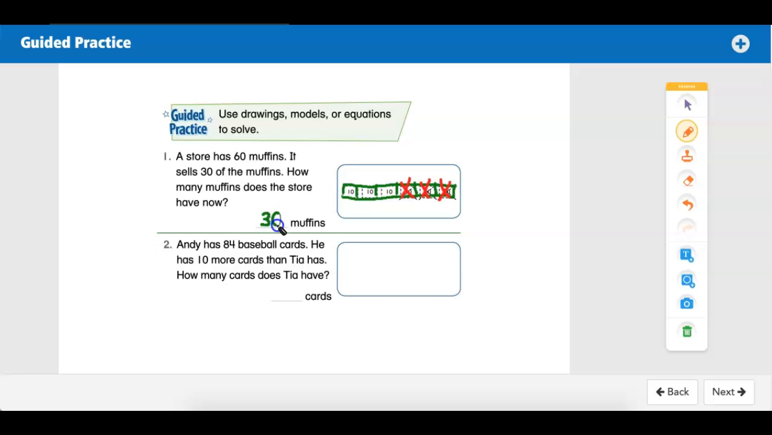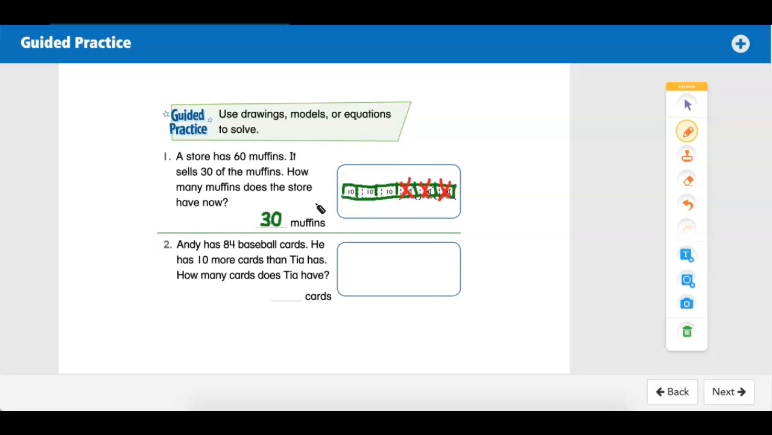This was just one example of how we could use a model to help us solve for the first problem. You can use a drawing, a model, or an equation to solve the next problem.